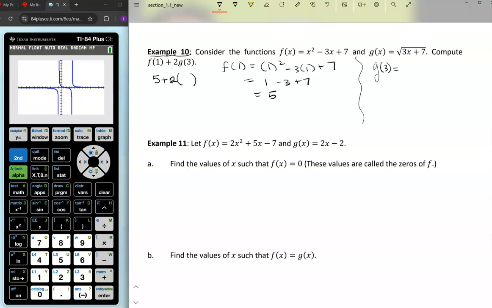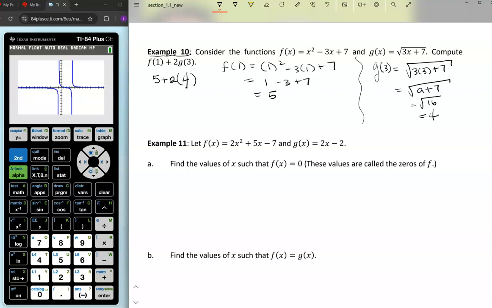G of 3 equals the square root of 3 times 3 plus 7, which is the square root of 9 plus 7, square root of 16. So g of 3 is technically plus or minus 4. But since I have just the positive part right here, we're just going to take the positive root. So the square root of 16 is 4. So I'm going to go back over here, and I'm going to say g of 3 is equal to 4.